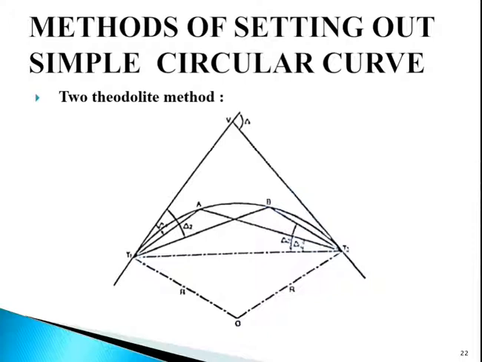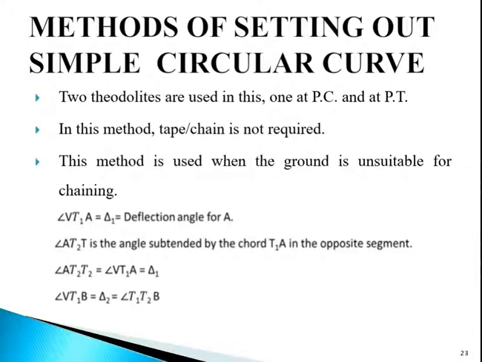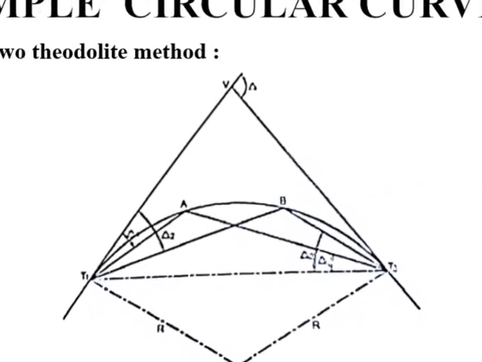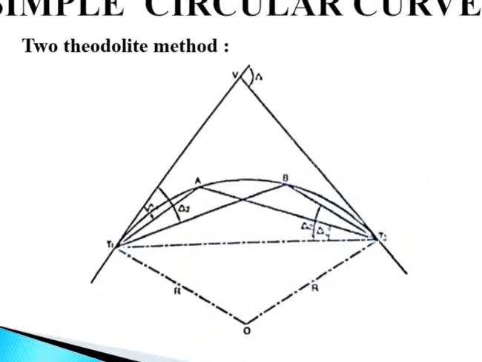Okay, this is equal to the angle of deflection, or say the deflection angle for A. Similarly, angle AT2T is the angle subtended by the chord T1A in the opposite segment. So angle AT2V is equal to angle VT1A, which is delta 1, and angle VT1B is equal to delta 2, which is equal to angle T1T2B. Okay, so now let us see the procedure.